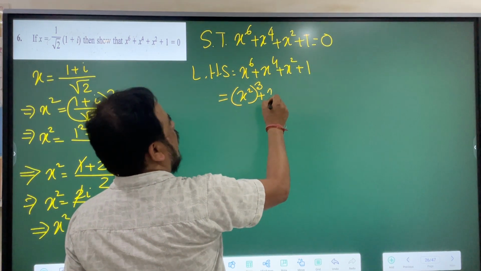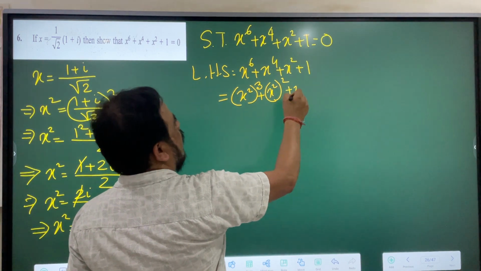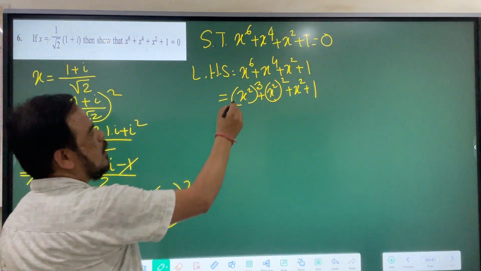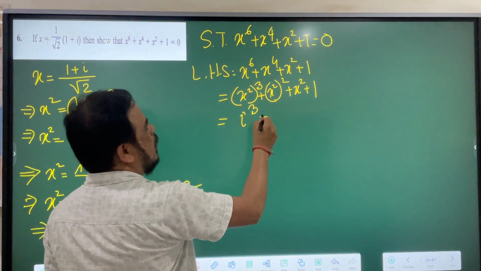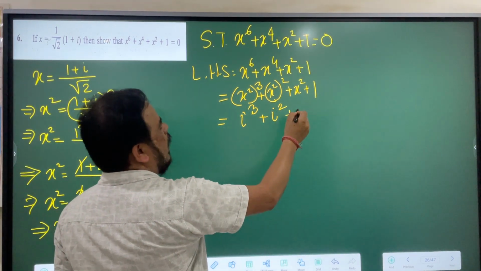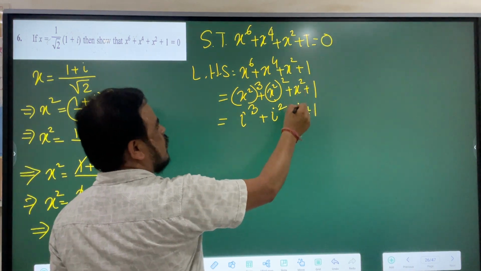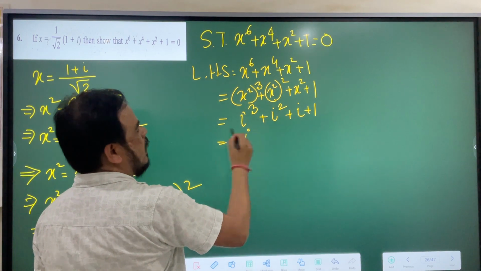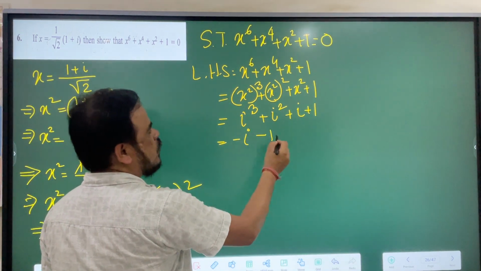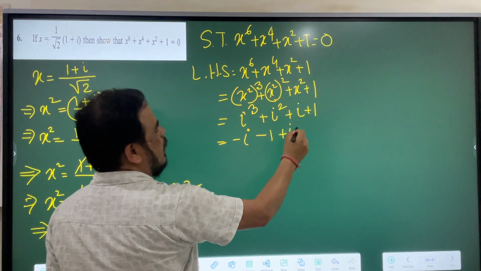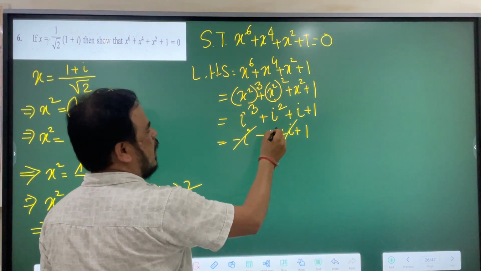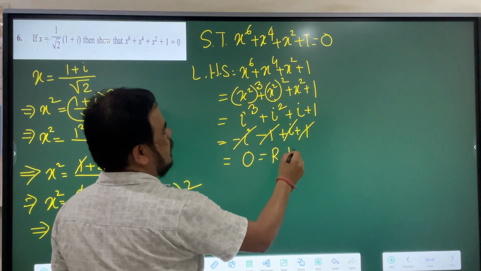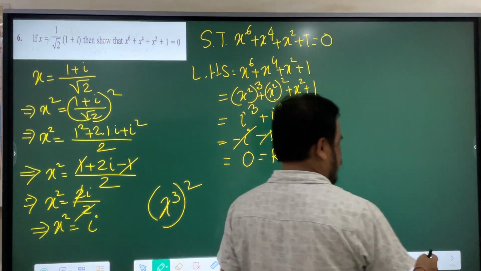Here also, x square plus x square plus 1. What is the value of x square? It is i. So i cube, i square, i plus 1, x square is i. So i cube we know, minus i square is minus 1, plus i plus 1, minus i plus i minus 1 plus 1 equals 0, equals the right hand side. This is a very simple sum, there is nothing to understand.